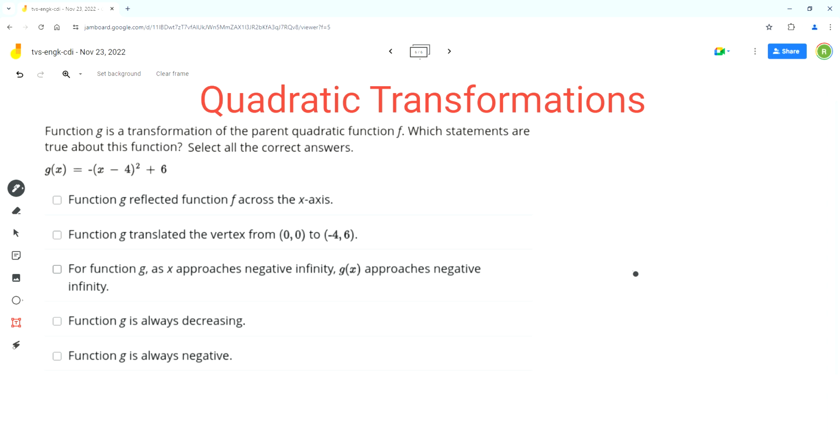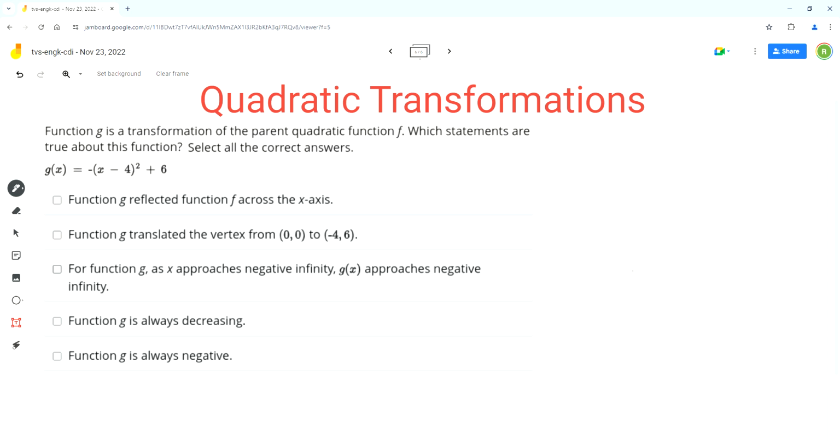So in this video, we'll solve this problem using the concepts of quadratic transformations. As per the problem, function g is a transformation of parent quadratic function f. Which statements are true about this function? Select all the correct answers. So we are given this quadratic function g at x. Let's analyze the answer choices.